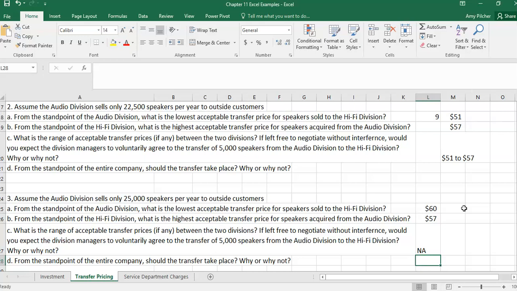And in this case, when one division is at full capacity, we should not let the transfer take place, as it would be bad for the company. If we kept it at market price, then that would make the audio division happy, but the Hi-Fi division would be losing out on that profit margin of $3 per unit.